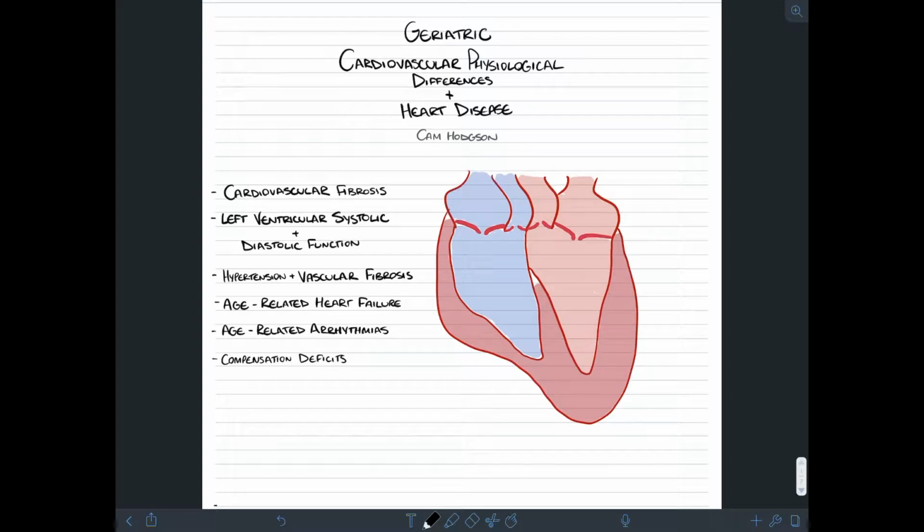We're also going to be covering left ventricular systolic and diastolic function, and rather the dysfunction that occurs with the geriatric population, and also age-related heart failure and arrhythmias that occur with these patients.